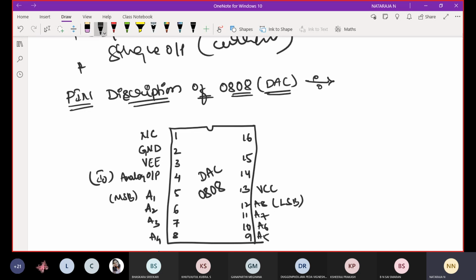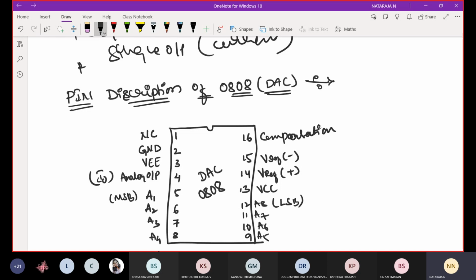Next we have external reference voltage. We need to apply V reference positive and V reference negative voltage, and this is a compensation pin. This pin will be used for future purpose, that is compensation. Okay, this is about your 16 pin 0808 digital to analog converter. Here we can give 8 different digital lines or digital data, that will be converted into a single output, that is an analog signal.